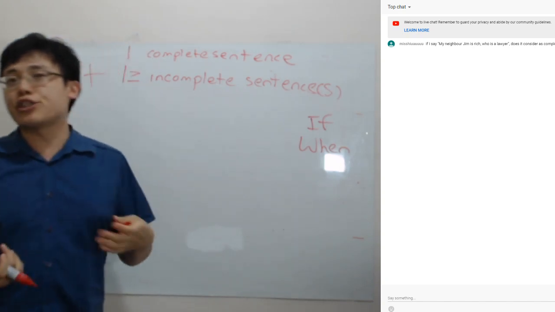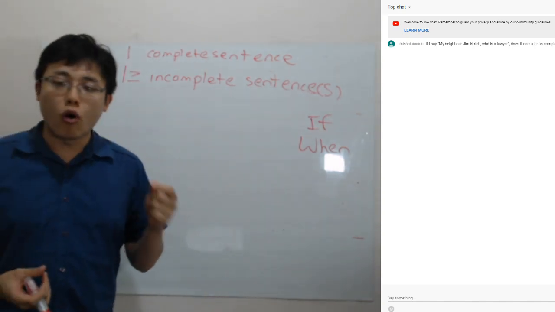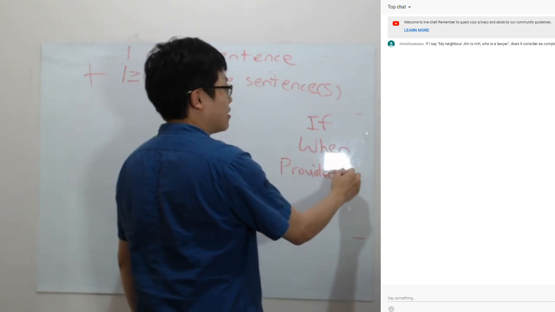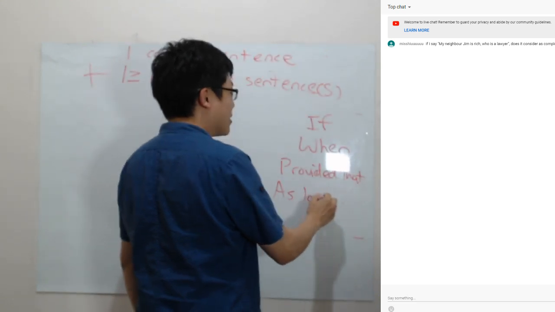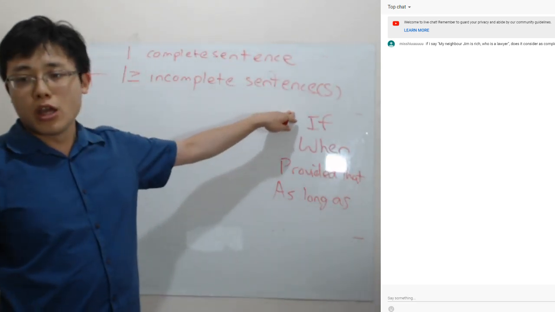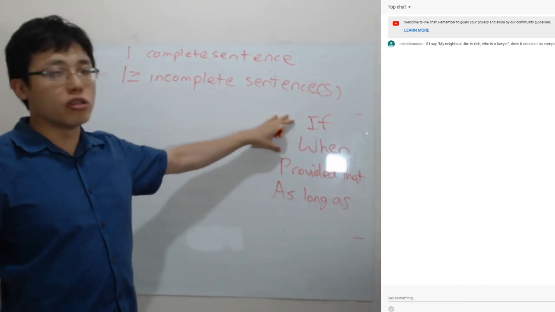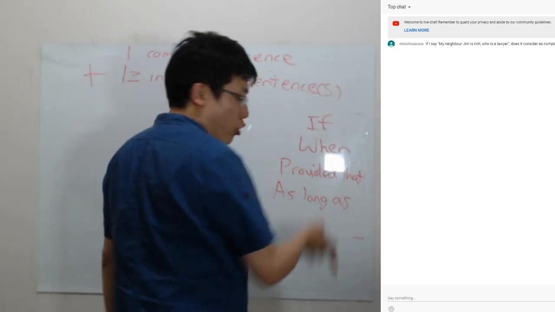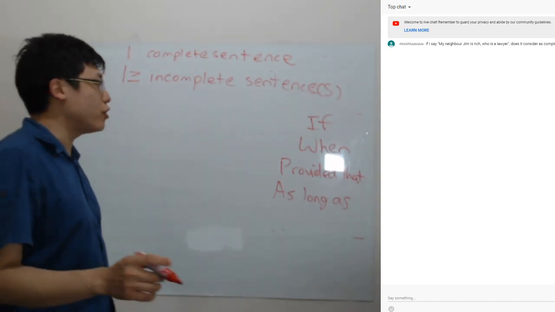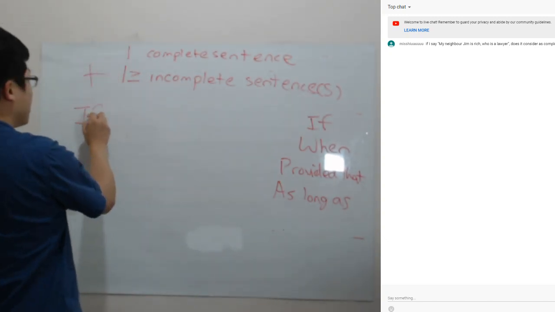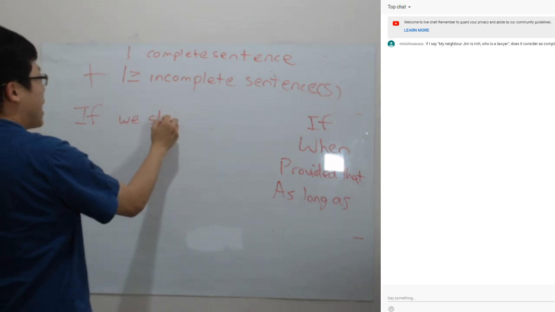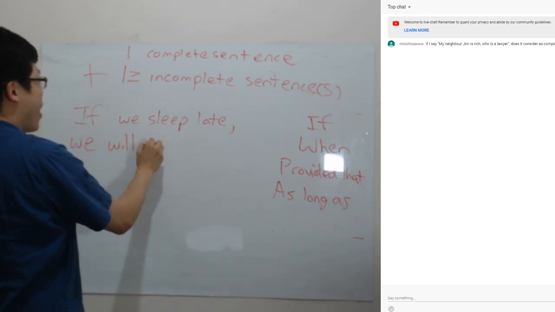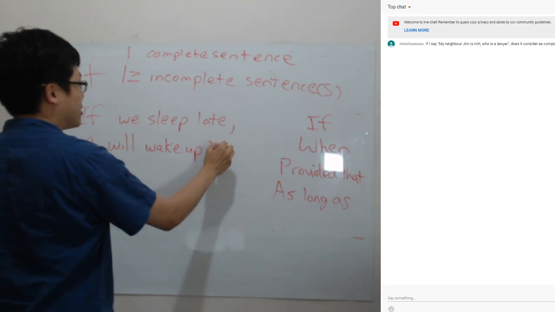So if you're writing or speaking and you want to make your language better, you don't only have to use if. You can use something like provided that, or as long as. These are a few examples. There are many more. Just remember, whenever you have a conditional clause, so anything that means if, would be a complex sentence. So I'll give you an example. If we sleep late, we will wake up late.